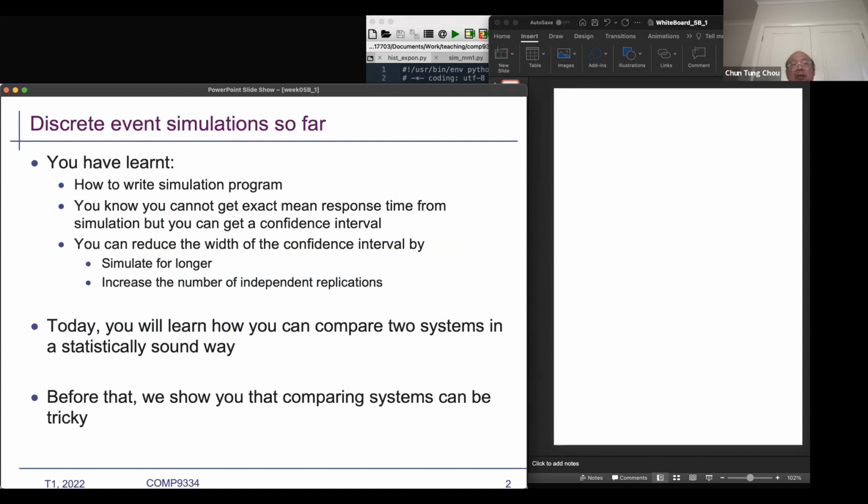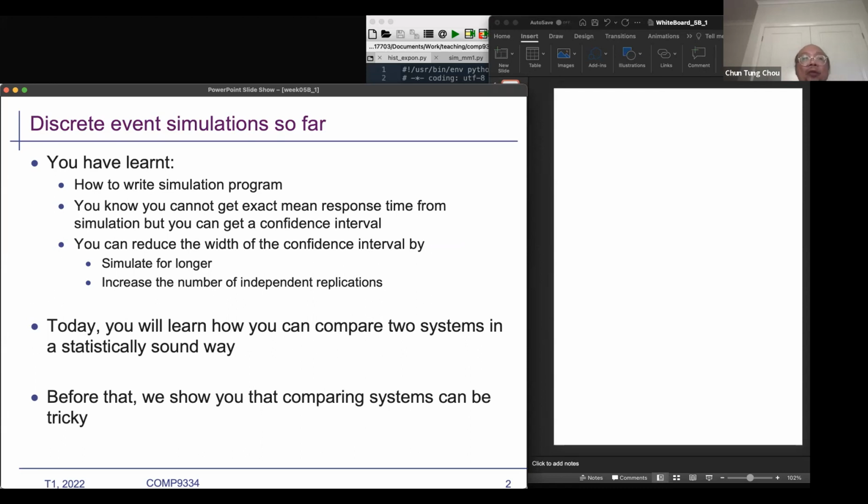So let's just recap what you have learned about discrete event simulation so far. What you started off with is to learn how to write a simulation program. And we have done that last week. You know how to structure a program to handle the events. That's why they're called discrete event simulations.